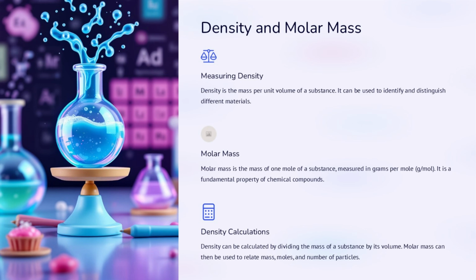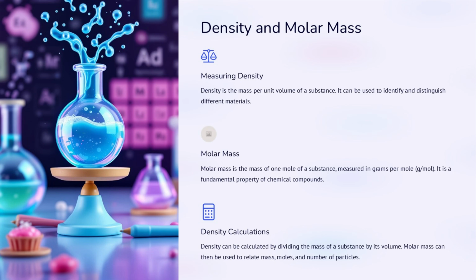Density is a fundamental property that can be used to identify and distinguish different materials. Density is the mass per unit volume of a substance. It's an important characteristic that helps us understand the physical properties of materials. Molar mass is another key property. It's the mass of 1 mole of a substance, measured in grams per mole, g/mol. Molar mass is a fundamental characteristic of chemical compounds.